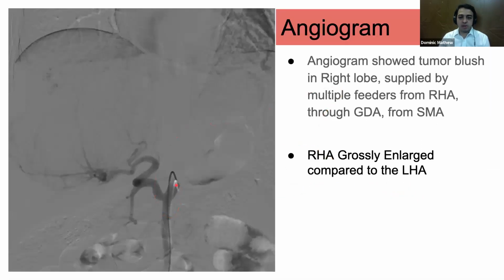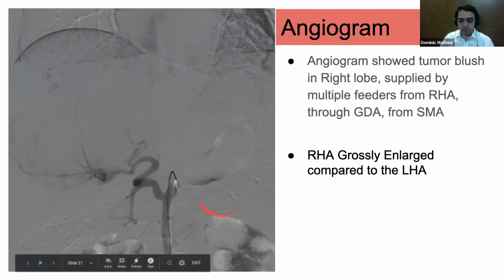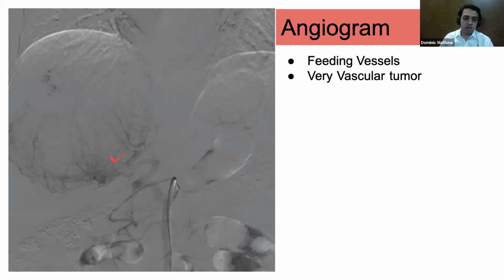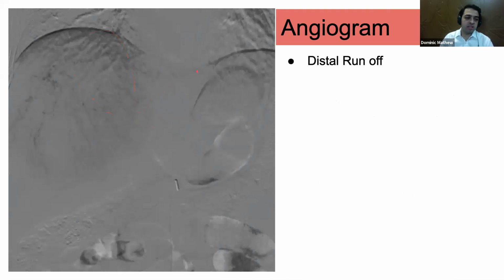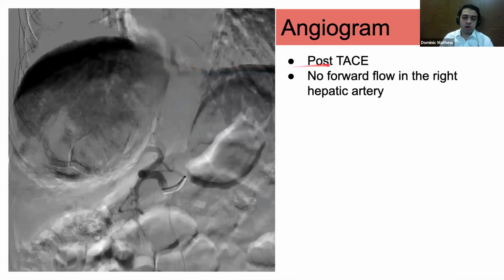This is the angiogram. You can see the tumor blush. This is the right hepatic artery, which is arising from the SMA, and the right hepatic artery was grossly enlarged compared to the left. You can see the feeding vessels, and you can see it's a very vascular tumor. And this is a distal runoff. Post-TACE, there was no forward flow in the right hepatic artery.